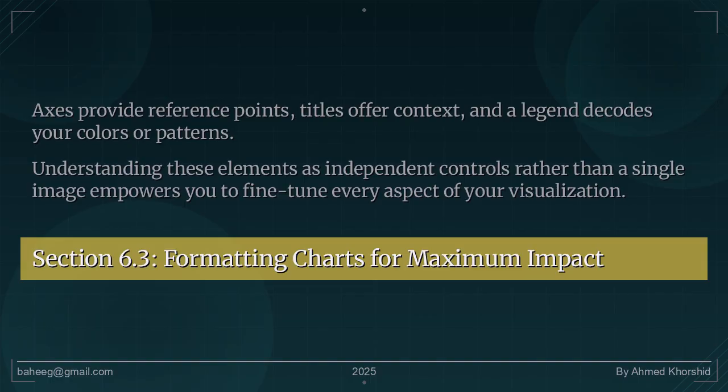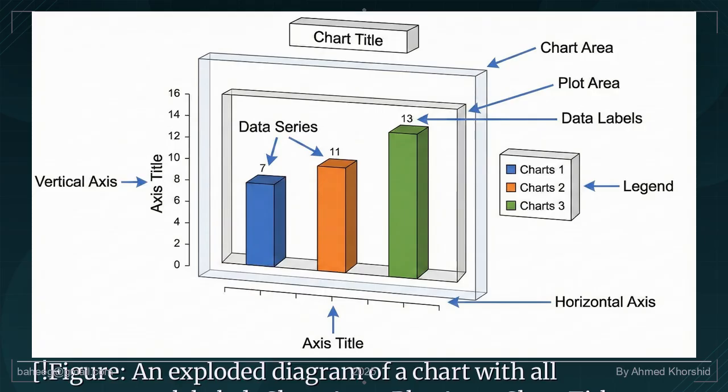Section 6.3 – Formatting Charts for Maximum Impact. Figure: an exploded diagram of a chart with all components labeled: chart area, plot area, chart title, horizontal axis, vertical axis, axis titles, data series, legend, and data labels.